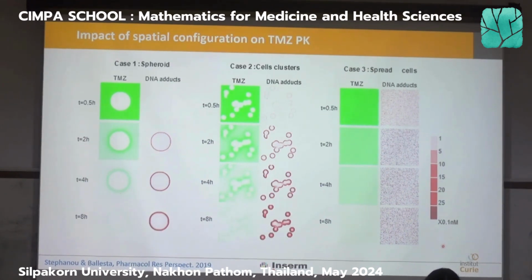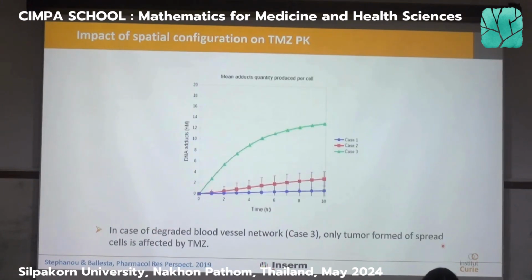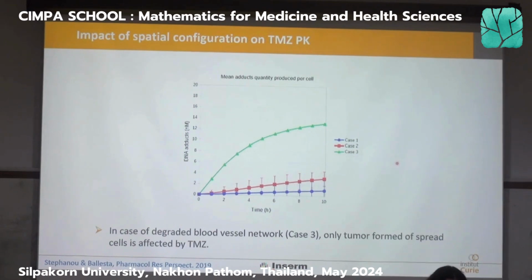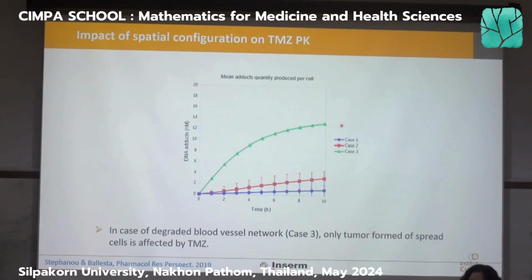Okay, so the next thing that we wanted to do, and this is just averaging. If you want to average all DNA damage for all cells, for each of the three scenarios, this is what you get. So basically the only case in which you are able to actually have a high damage is the green one, so the one where the cells are spread.